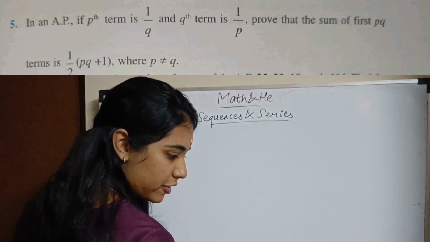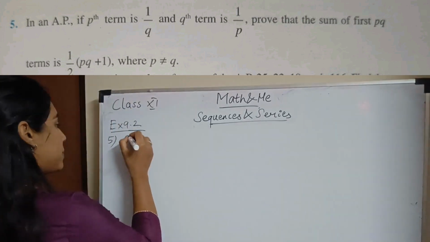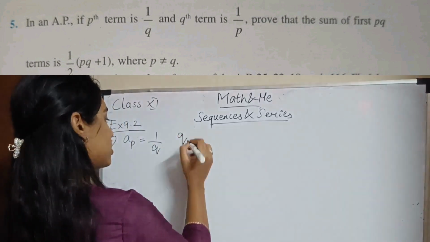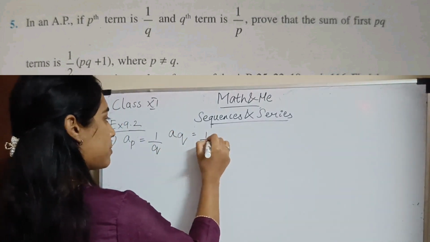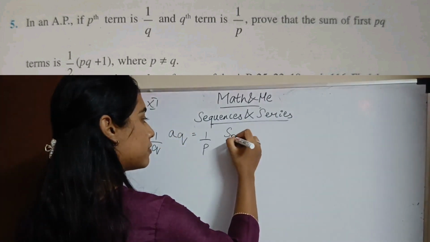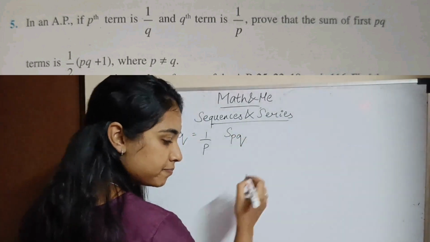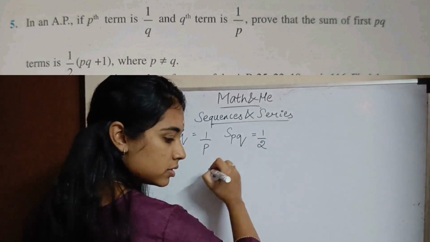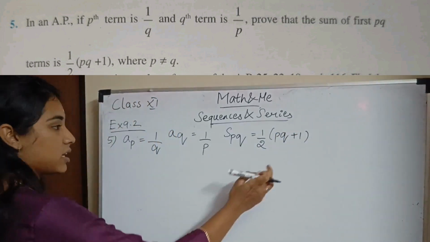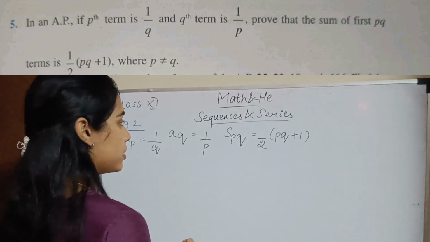In an AP, if the pth term is 1 by q, and the qth term is 1 by p, prove that the sum of the first pq terms is half (pq plus 1). So you need your answers in terms of p and q. Let's see what we can do.